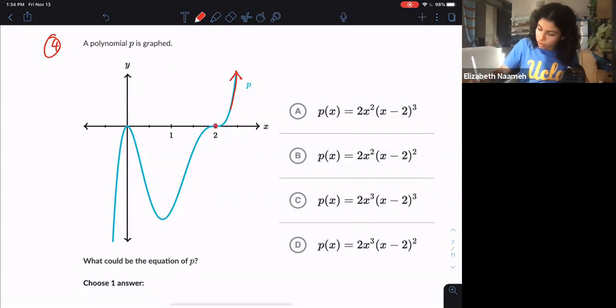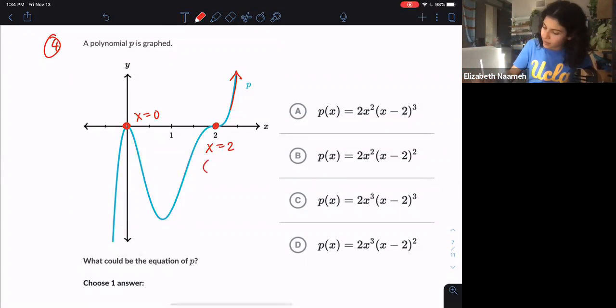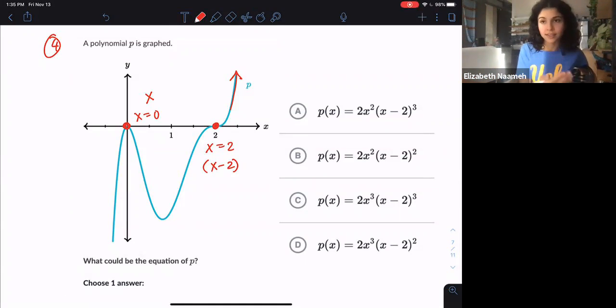So I'm going to draw dots at my x-intercepts and label them. This is x equals 2, and this is x equals 0. So if I have an intercept at x equals 2, then I know I have a factor of x minus 2, and I'll just put it right here. And if I have an intercept at x equals 0, my factor should be x, or some power of x. Let's check. Can we eliminate anything based on that?